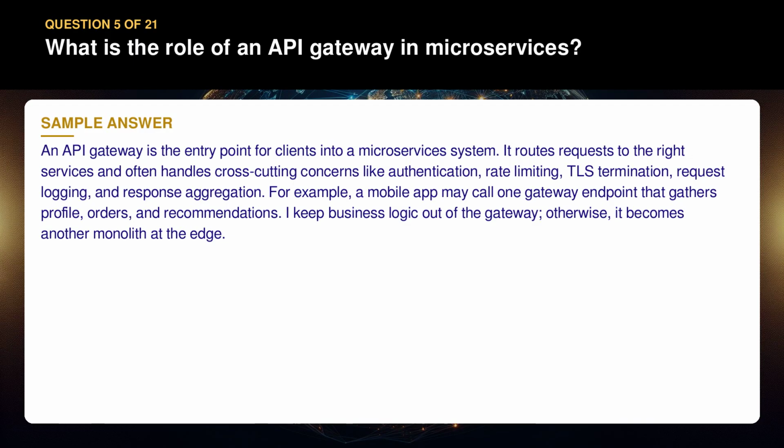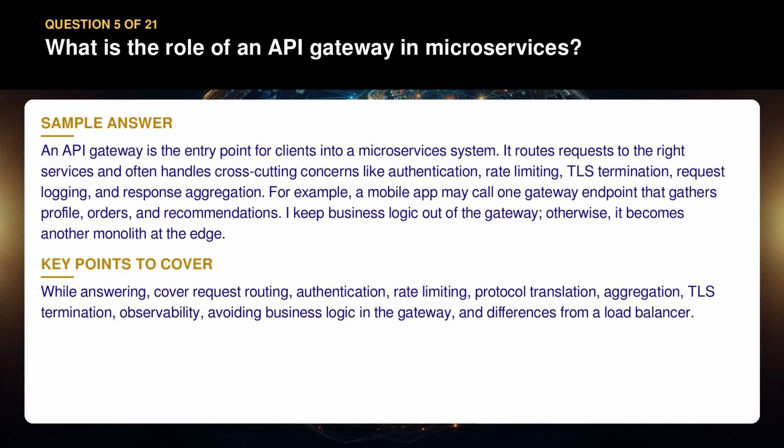I keep business logic out of the gateway, otherwise, it becomes another monolith at the edge. While answering, cover request routing, authentication, rate limiting, protocol translation, aggregation, TLS termination, observability, avoiding business logic in the gateway, and differences from a load balancer.